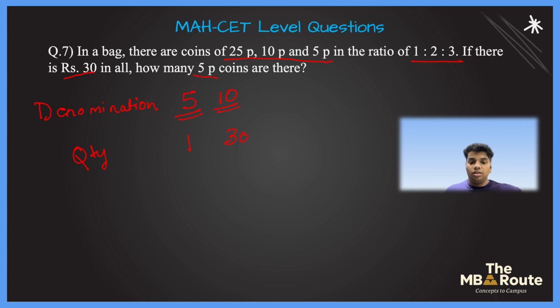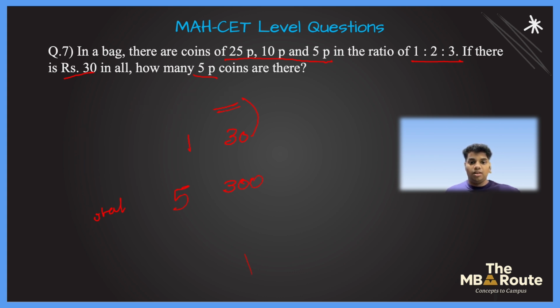And if I want to know how much total money I have, this total would be just the multiplication of both of these. There should be 5 rupees here and it would be 300 rupees here. So we have to use the same concept in this question. Okay, so let's look at the question again.